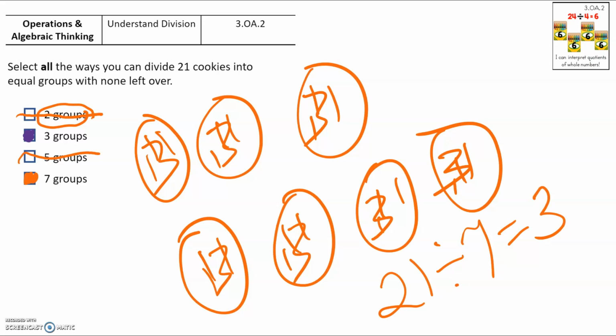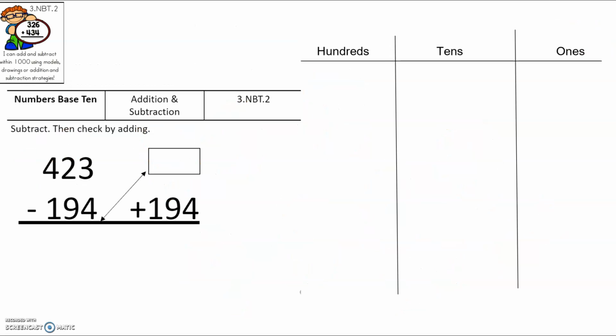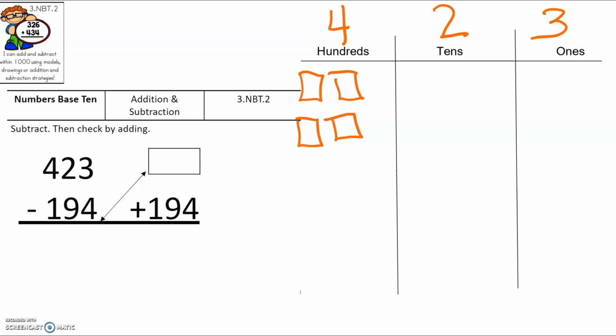Okay, let's move on to adding, subtracting. And I will be using models to help model this. We have 4 hundreds, 2 tens, and 3 ones. And I need to take away 1 hundred, 9 tens, and 4 ones.